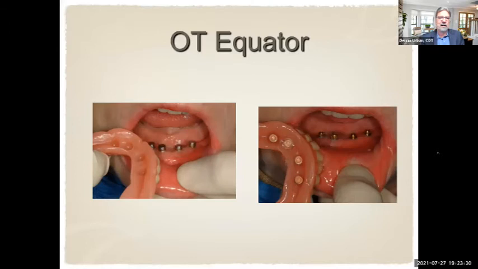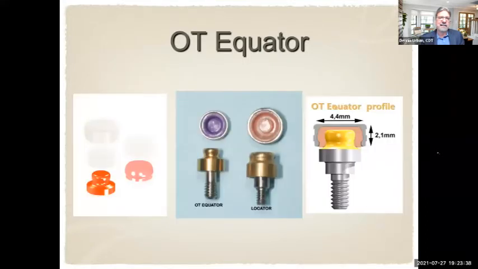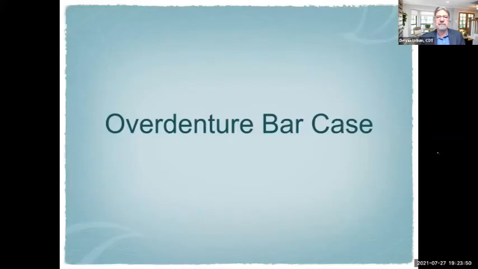And this is OT Equator, the attachment being processed intraorally. See how nice that looks here. And again, different retentive values you get to choose from. You can see the difference again between the sizes. We've done that from the OT Equator and the Locator. Both attachment systems are great. Sometimes I just use a smaller profile attachment.